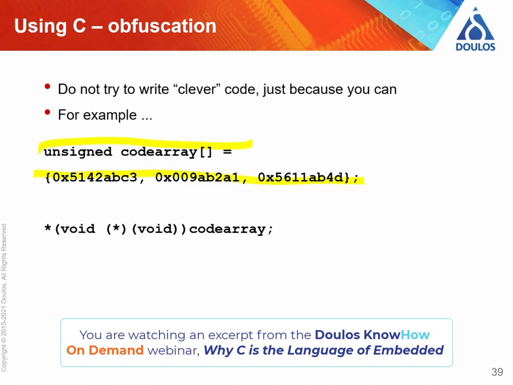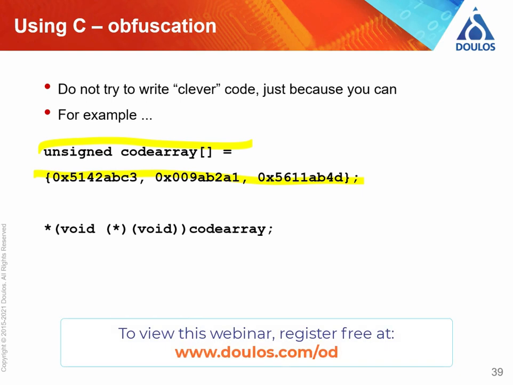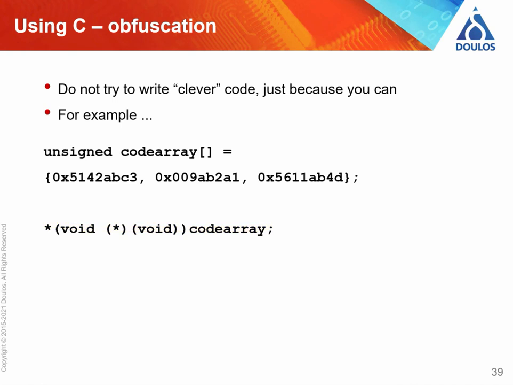So we've got an array. We've got 3 elements in that array, just some rather random looking numbers. And then we've got a very odd statement here where we've got some brackets, some stars, void, code array. So what on earth is that doing? Well, if you can't guess already, let's take a look at our next slide. That might give you a clue.